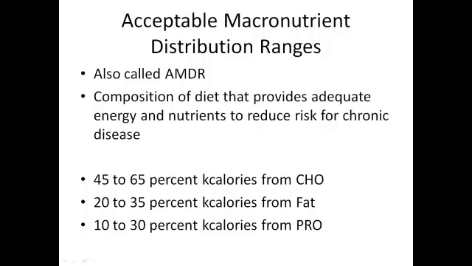The macronutrients actually have ranges, and they're called acceptable macronutrient distribution ranges. Basically, the AMDR means the composition of the diet that will provide adequate energy and nutrients to reduce the risk for chronic disease. As you see, 45 to 65% of your daily kilocalories should come from carbohydrates. 20 to 35% of your kilocalories should come from fat. 10 to 30% of your kilocalories should come from protein.